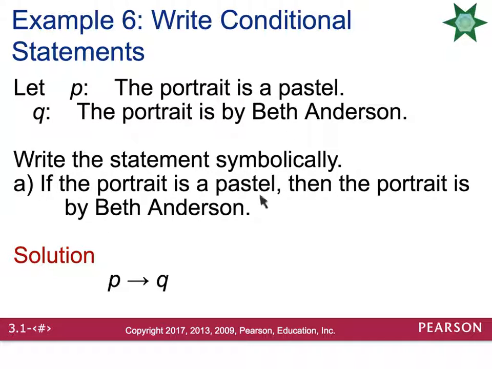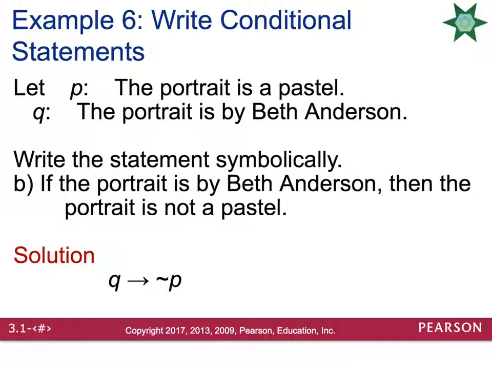Sometimes we'll have this in a grouping. We'll have more than one statement here, and that would be grouped in parentheses with the comma there. Okay, using the same simple statements, let's look at this word statement and write it in symbolic logic.